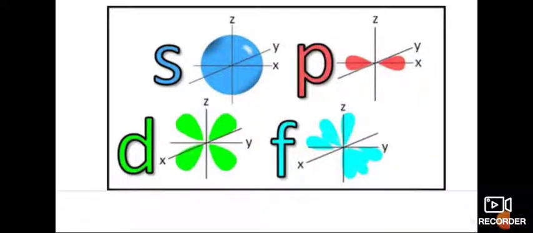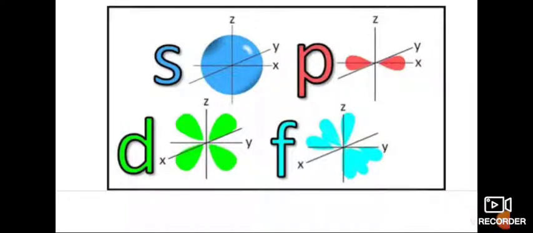So last class we have seen the different types of orbitals. What are the subshells? S, P, D, F. So what is the shape of S orbital? What is the shape of P orbital? And how many electrons are possible in the subshell of S? 2 electrons. How many orbitals are there in S?